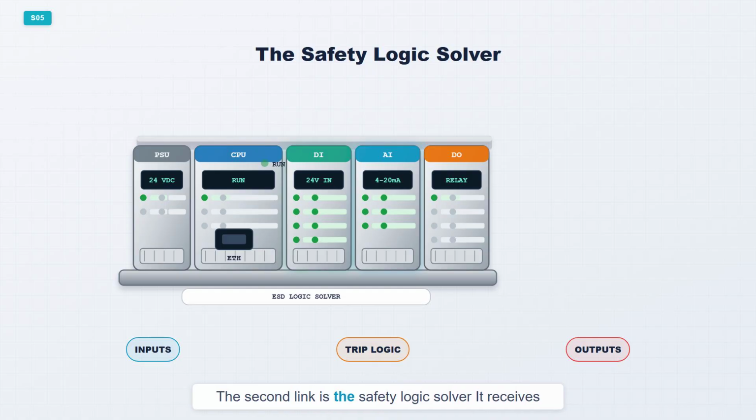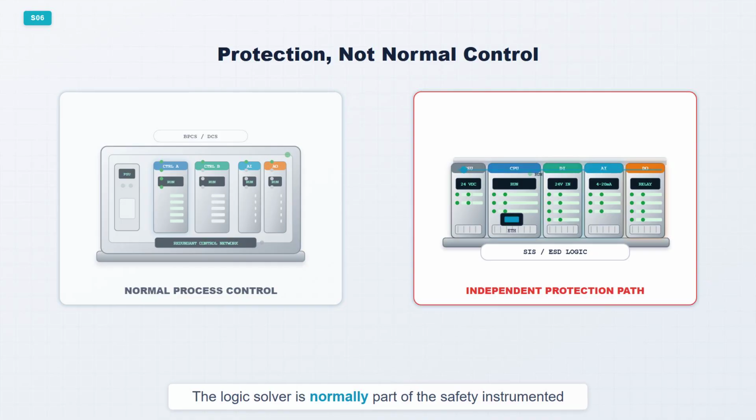The second link is the safety logic solver. It receives the input signals and compares them with the configured trip rules. If the rule is met, it issues shutdown commands. The logic solver is normally part of the safety instrumented system, separate enough from the basic process control system that a control system fault does not defeat the protection. The exact independence depends on the plant design and applicable requirements.